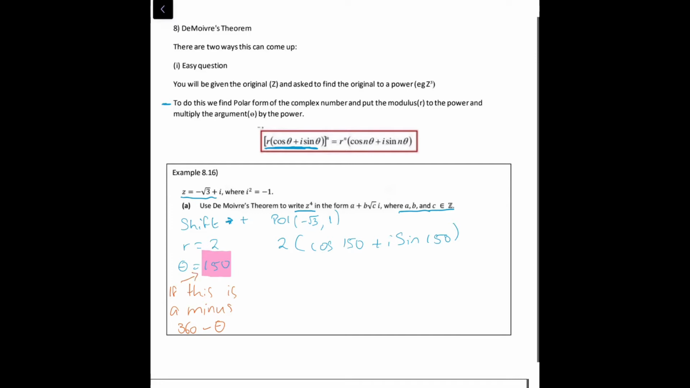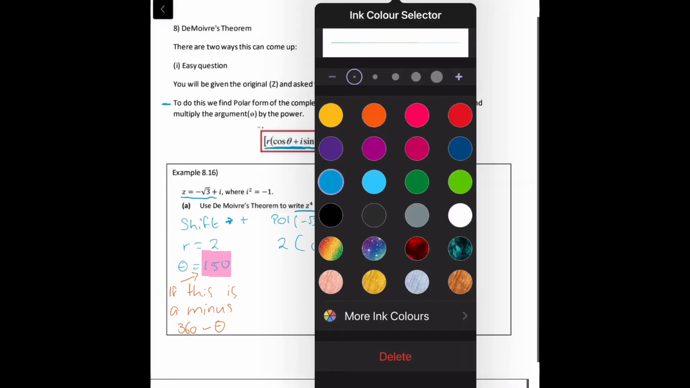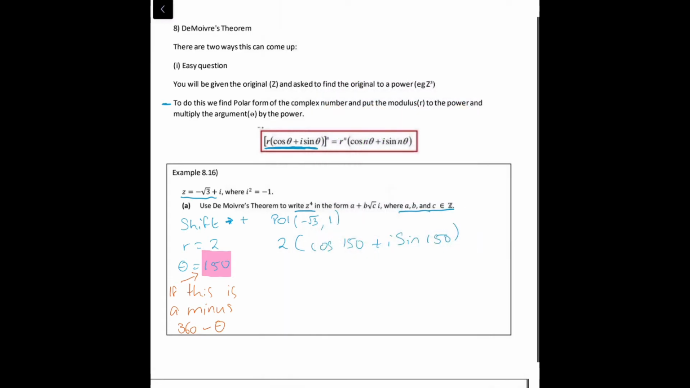So now that we have our r value in our polar form, I'm going to write z equals. That's my first step. If I go back up to where it says I need to find the polar form of the complex number, all I'm doing is using the bit in the red box to say if I want z to the power of 4, I put the 2 to the power of 4 and then I multiply my angle by 4.